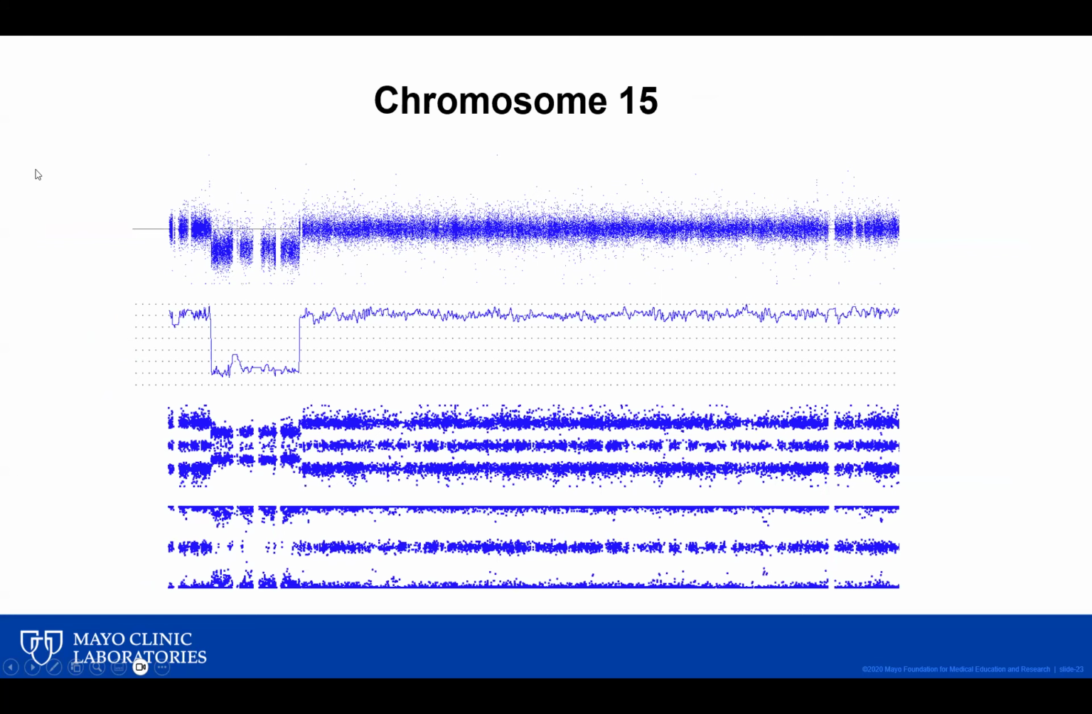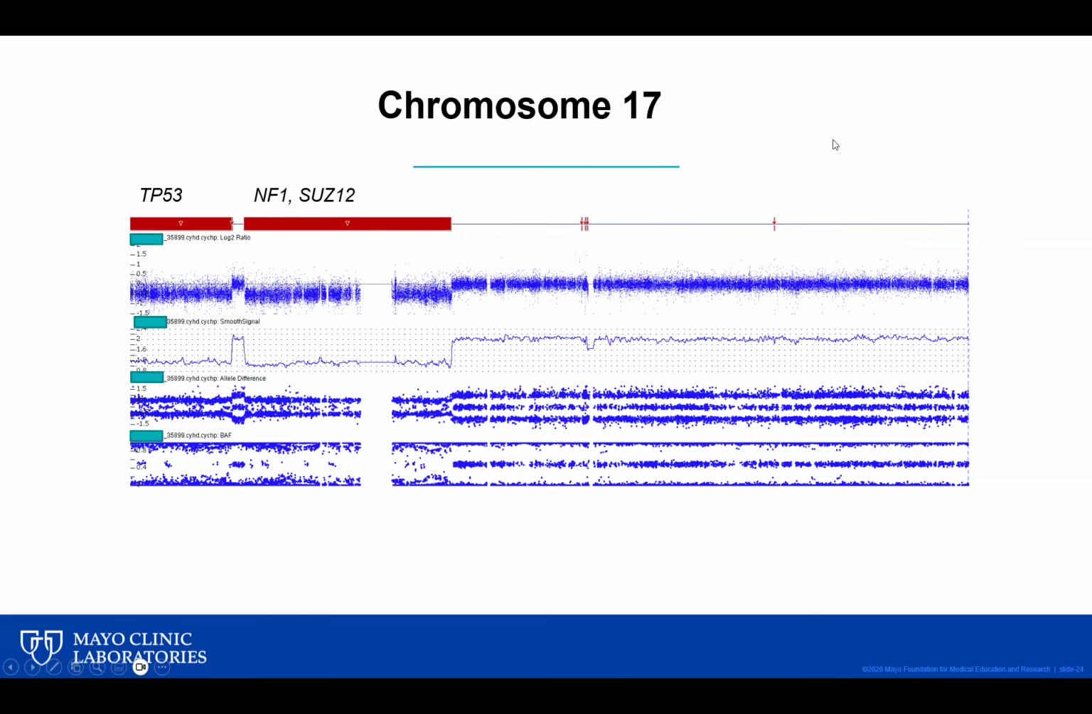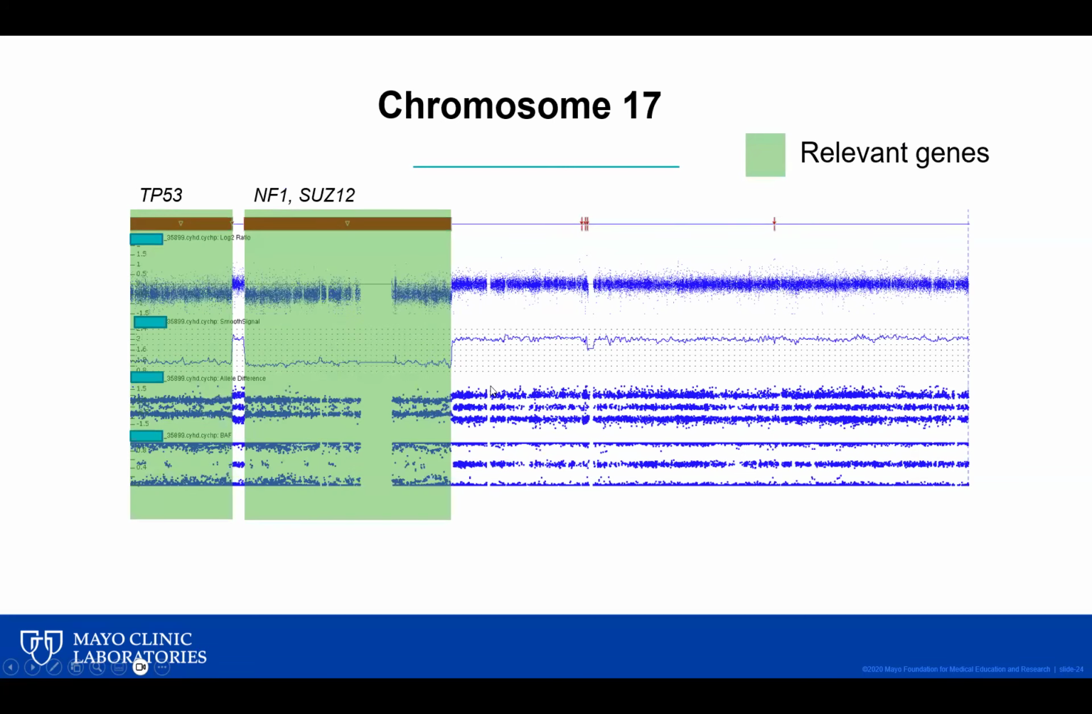Moving on to chromosome 15. We had one large deletion with no genes in our list. And then on chromosome 17, we had two large deletions encompassing some major tumor suppressors. And we know that loss of TP53 is correlated with a complex karyotype AML, as well as loss of NF1 and SUZ12.